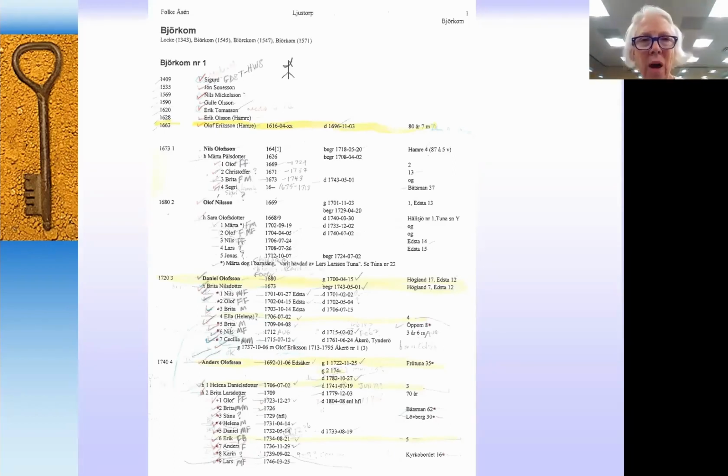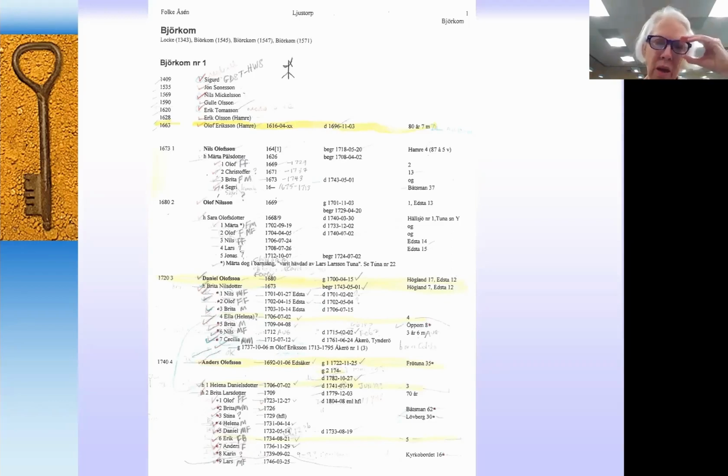Now, you'll see that at the top, they didn't have any record for those people like Sigurd, who settled in Björkum in 1409, and Jon Sonnesson in 1535, and Niels Mikkelson in 1569, Guli Olsen, 1590. But they did know that they were in Björkum in the Ljustorp area because of land records. They didn't have the church records started yet, but they did have land records. And so they were good enough to include those land record people too.